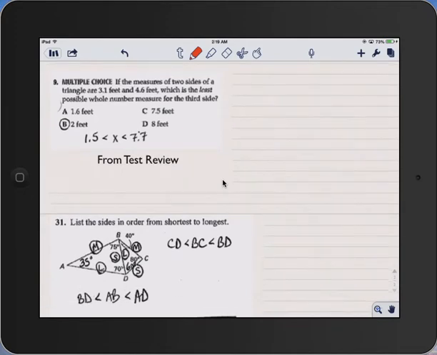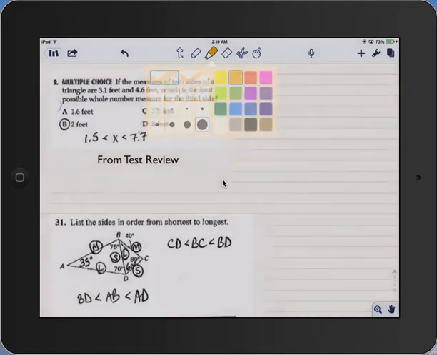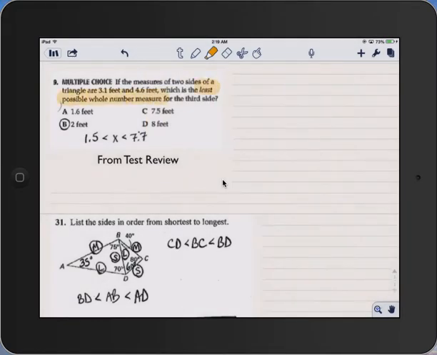Okay, I had a few questions about problem number 9. It said that the measure of two sides of a triangle are 3.1 and 4.6 feet. What is the least possible whole number measure for the third side? Now, for this problem, most of you remember that you get your inequality by doing 4.6 minus 3.1. That tells you the third side needs to lie between the difference of the two and the sum of the two. So when you add those, that would be 7.7. So that's where this inequality comes from, and most people are okay with that.